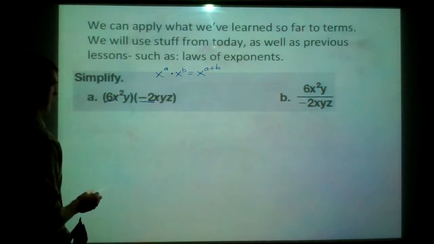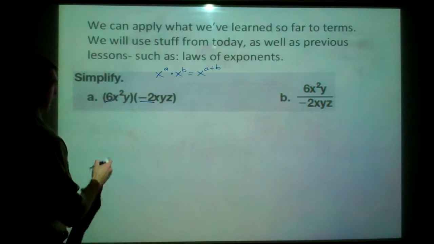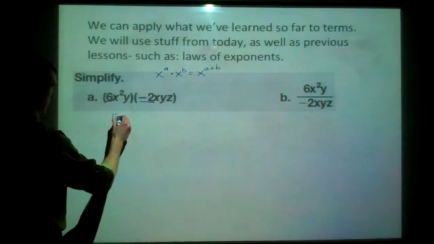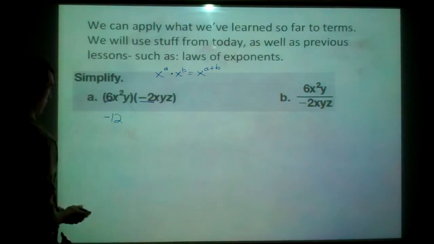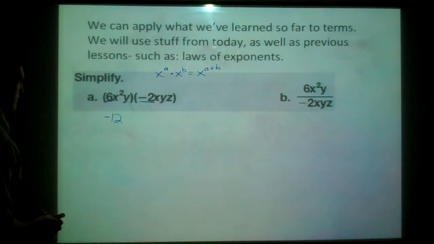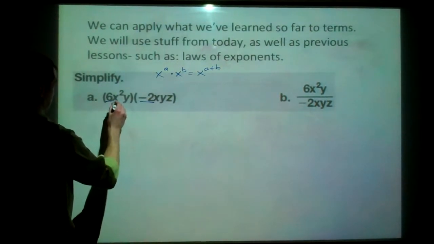We have 6 times negative 2. And 6 times 2 is 12. And we have a positive times a negative, different signs. We get a negative 12. Then let's look at things that have the same base.